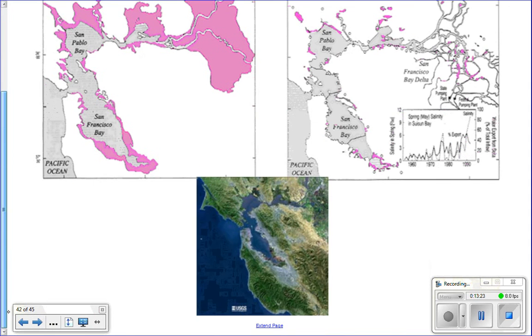And if you look at the satellite image of San Francisco, everywhere that's gray, okay, on this picture, that's where the city of San Francisco is built. And you can see, compare that to the pink, that's where all of the marshlands used to be. So we've lost a lot of those marshes.